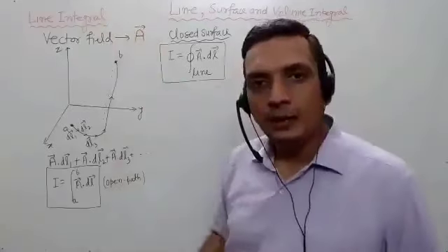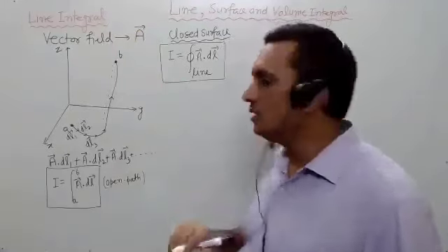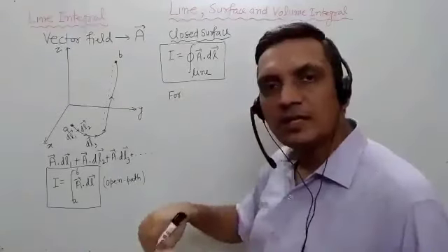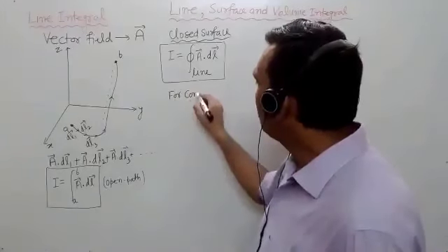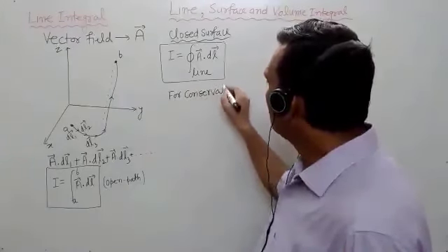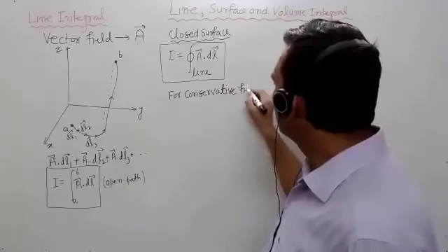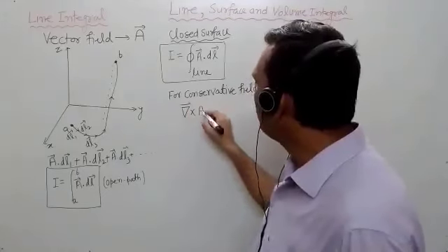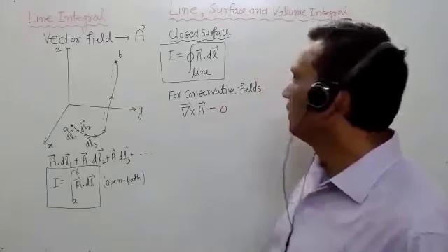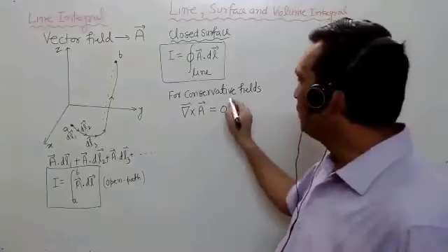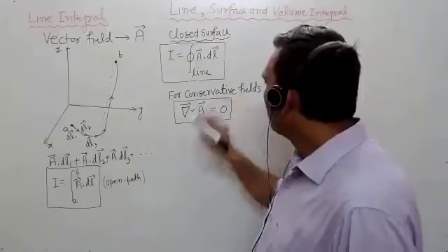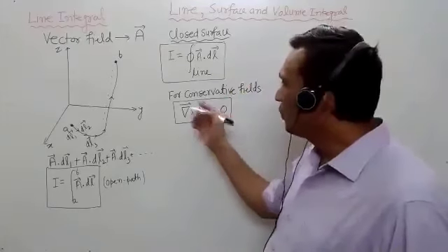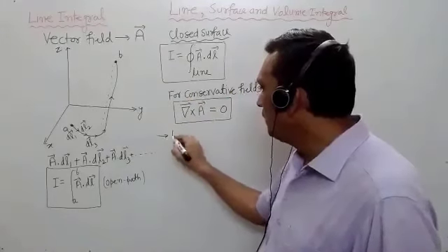Now this vector field may be a conservative field or non-conservative field. So if field is conservative, how we will check whether it is conservative or not? So there are different properties. For conservative fields, you can check that curl of that vector must be 0. If curl of A is 0, then that field is conservative in nature.